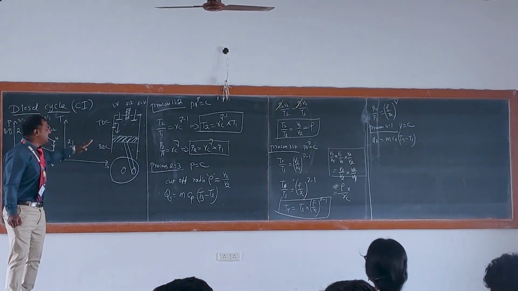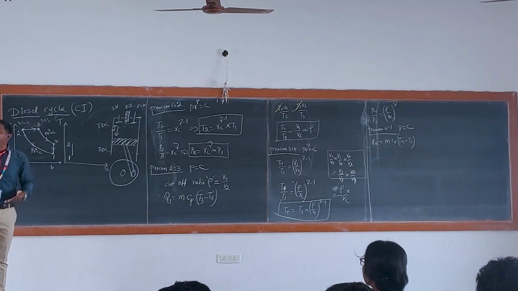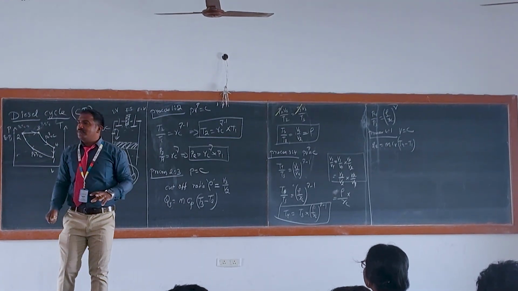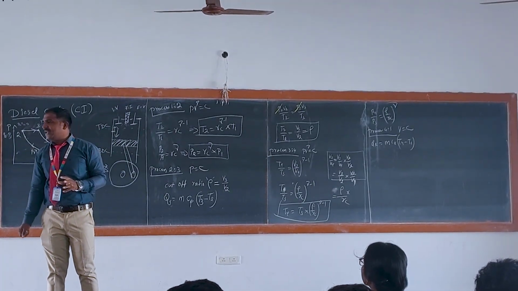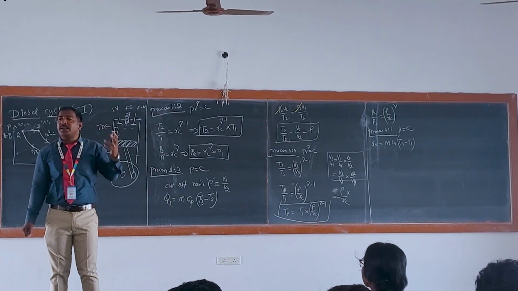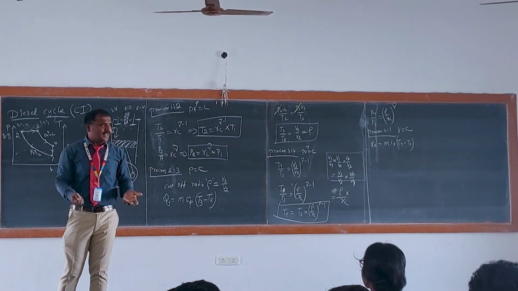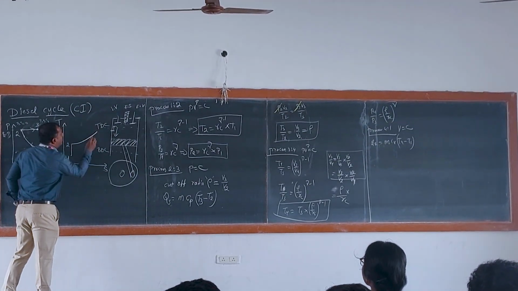Let's come to the TS diagram. 1 to 2 is reversible adiabatic compression. 2 to 3 is heat addition, right? What type of heat addition? Constant pressure heat addition. Clear? So when we add heat, temperature increases, and entropy also increases, randomness increases. Both are friends. Temperature increases, entropy also increases.